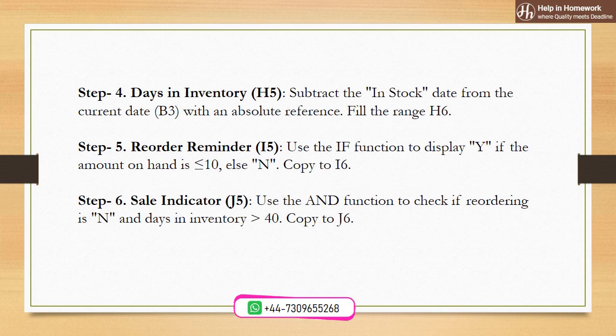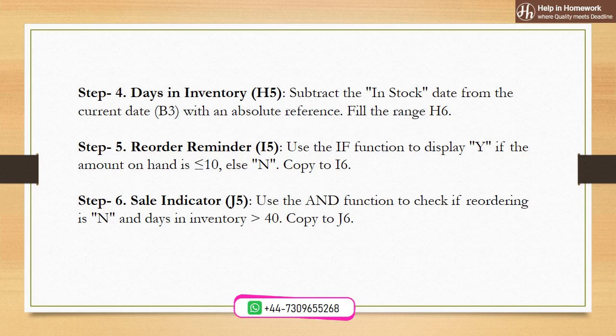Step 4. Days in inventory. H5: Subtract the in stock date from the current date, B3, with an absolute reference. Fill the range H6. Step 5. Reorder reminder. I5: Use the IF function to display Y if the amount on hand is less than or equal to 10, else N. Copy to I6.